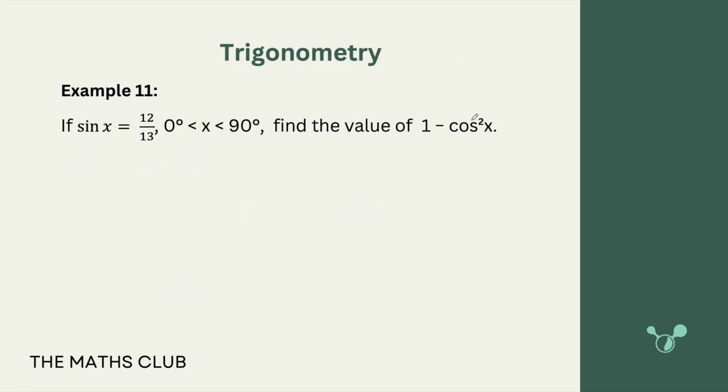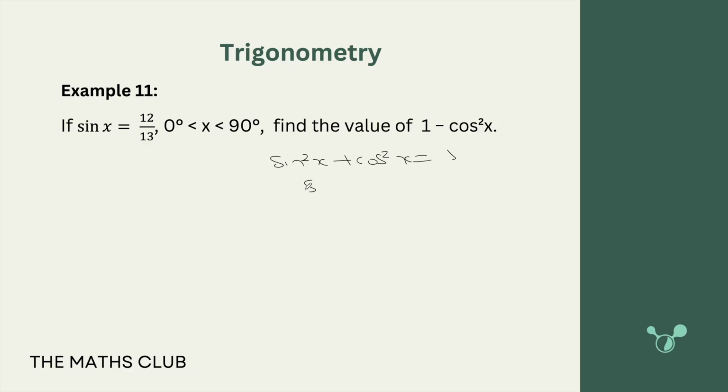Example 11 says that if sine x is equal to 12 over 13, x is between 0 and 90 degrees, find the value of 1 minus cos square x. I want you to pause this video and try it out by yourself. Welcome back. So I'm not going to solve it fully, you already know your triangle. This is 12 and 13. From this, the opposite is 12, the hypotenuse is 13, and the other side is going to be what? Great, 5.